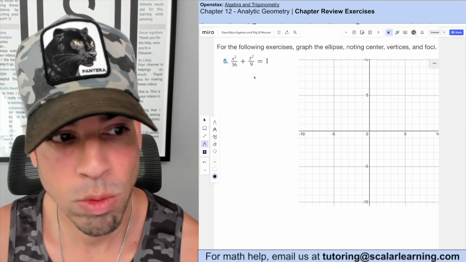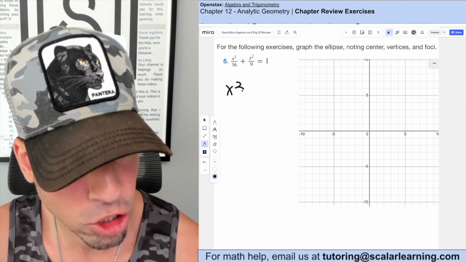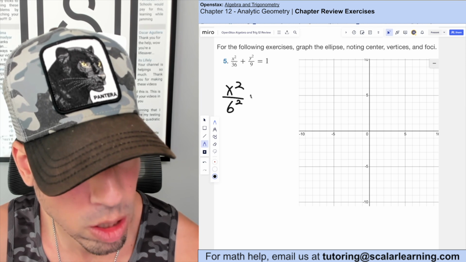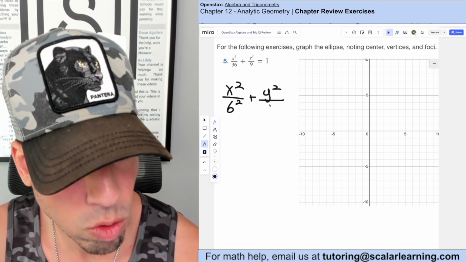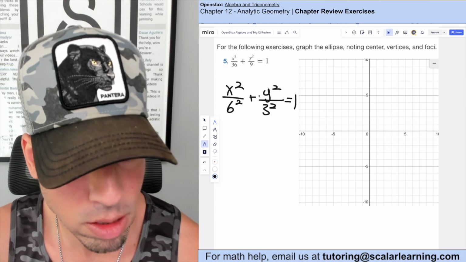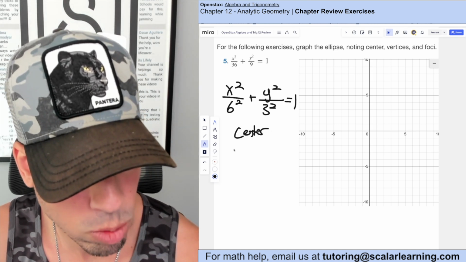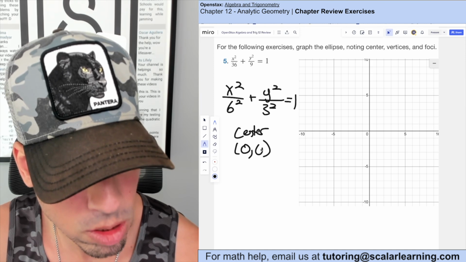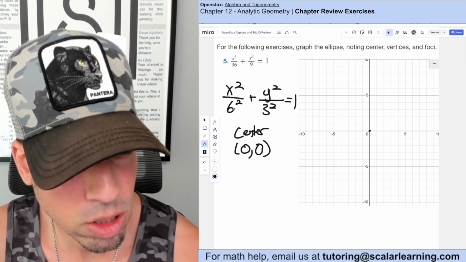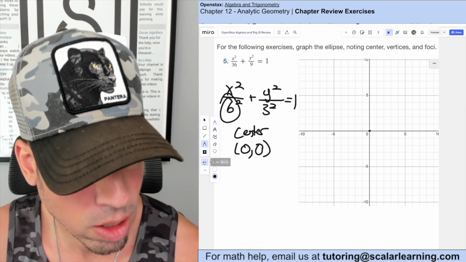Done. So for this one, we're meant to graph the ellipse, and the good thing is it's pretty much in standard form. The only modification I'm going to make is I'm going to take the square root of 36, which is 6, and write it as x squared over 6 squared plus y squared over 3 squared is equal to 1. Now, since it's not x minus something or y minus something, I know that my center is going to be at the origin, which is 0, 0. So I'm going to start there, and then I can get my vertices. My vertices for the x are going to be 6 to the left and 6 to the right from the center.